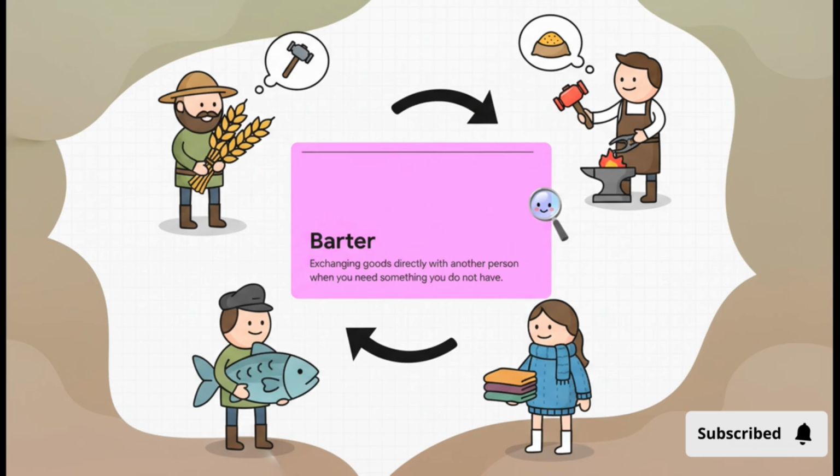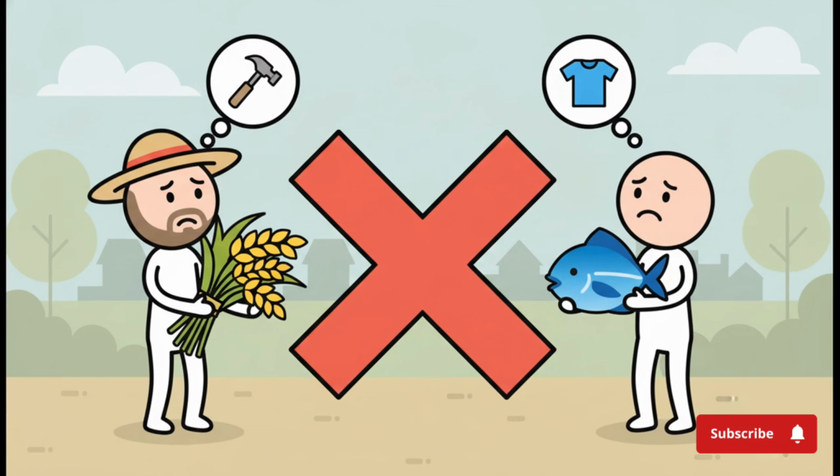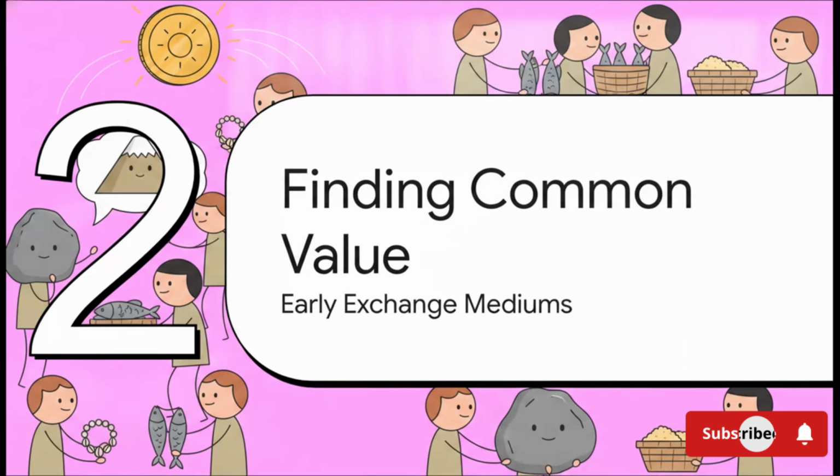Sounds pretty straightforward, right? And this brilliantly illustrates the major flaw of the barter system. For this to actually work, both people had to want exactly what the other person had at the exact same time. Think about it. A farmer with wheat needed to find someone who not only wanted that wheat, but also had the exact item the farmer desperately needed right then. It was a massive, frustrating coordination problem. Section 2, Finding Common Value.